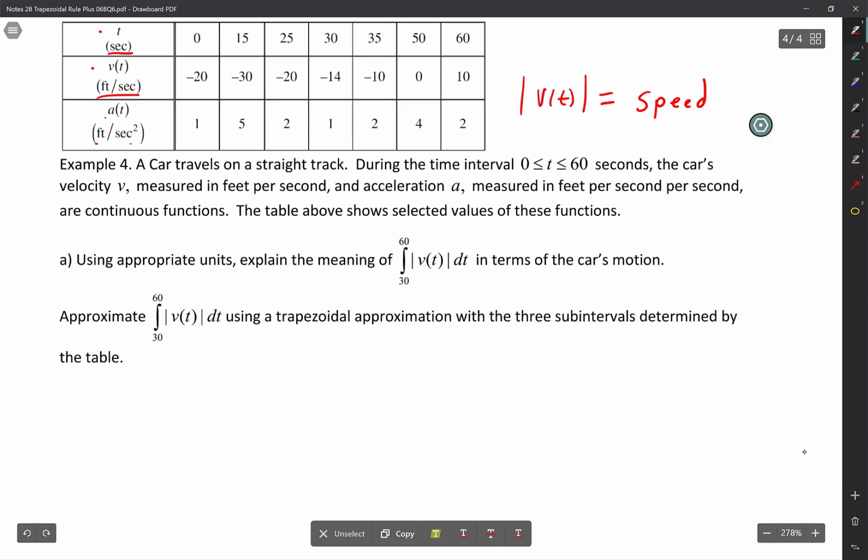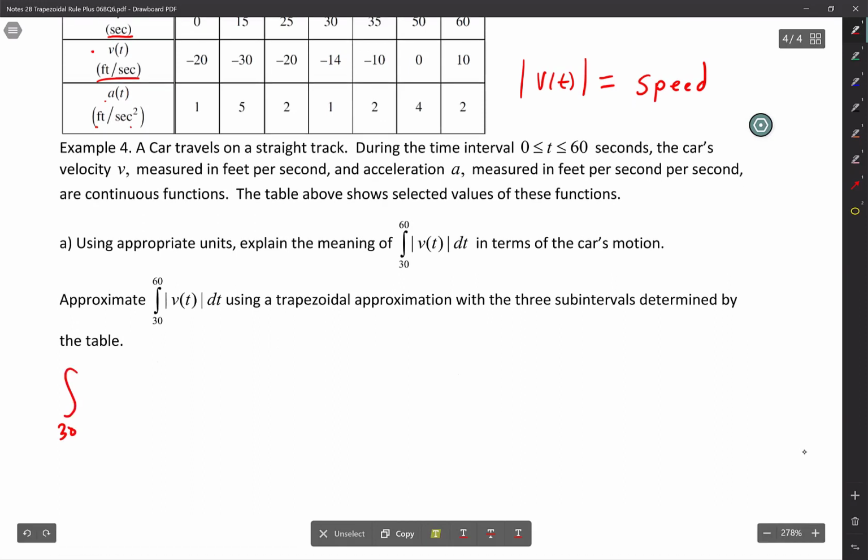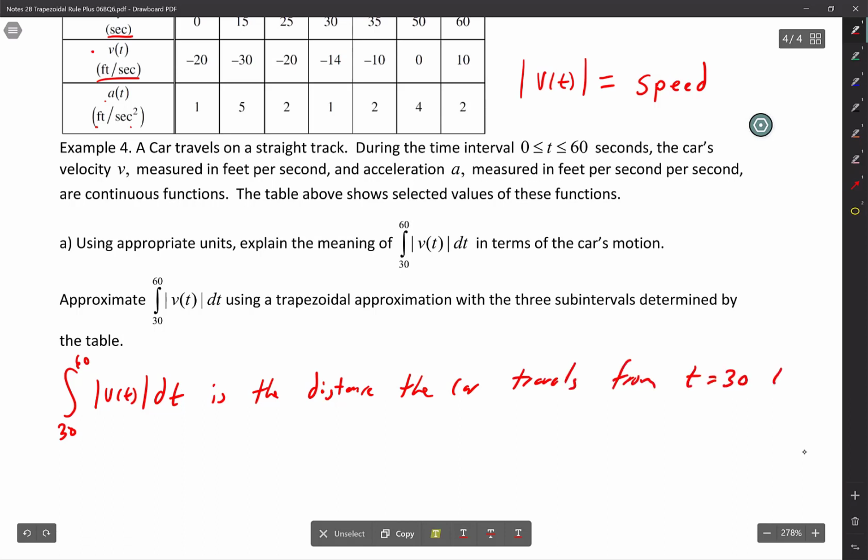So for letter A, using appropriate units to explain the meaning in terms of the car's motion, I'm going to say the integral from 30 to 60 of the absolute value of v of t dt is the distance the car travels during the interval t equals 30 to t equals 60 seconds. That's probably better English there. And there it is. Do not write a paragraph. You're not looking to write a paragraph.